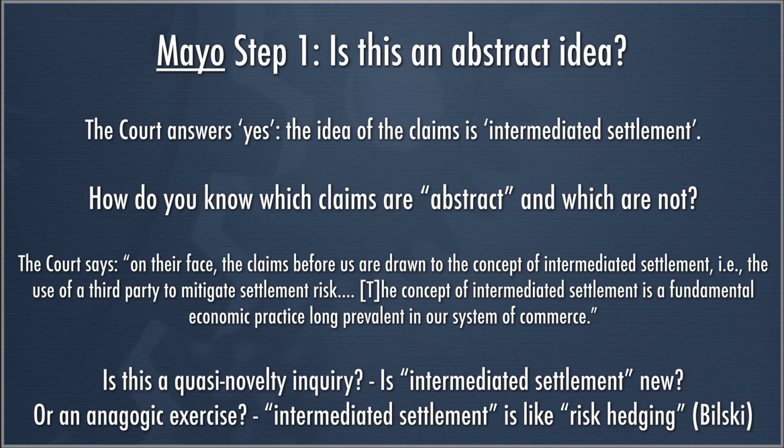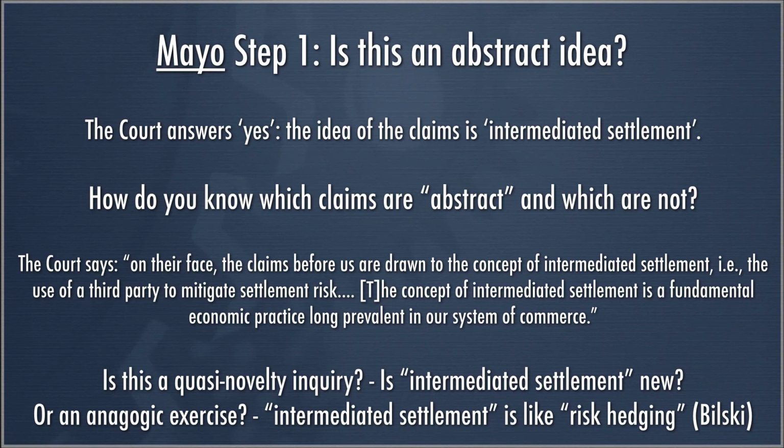So working through the two steps in the context of Alice, step one, is this an abstract idea? Here the court answers yes, because the idea of the claims is an intermediated settlement system. And the court says that is clearly an abstract idea. The big question, of course, is how do you know, right? How do you know which claims trigger the Mayo Step 1 analysis and which claims do not? And that is a difficult thing to discern.